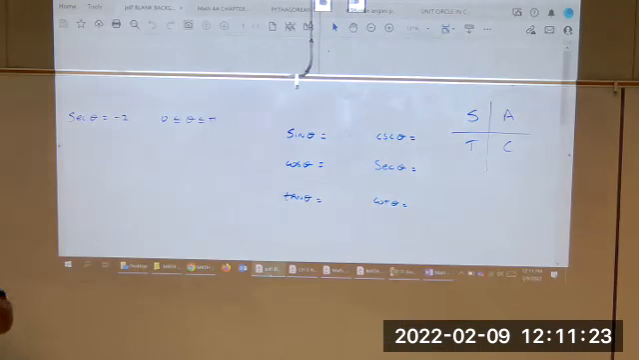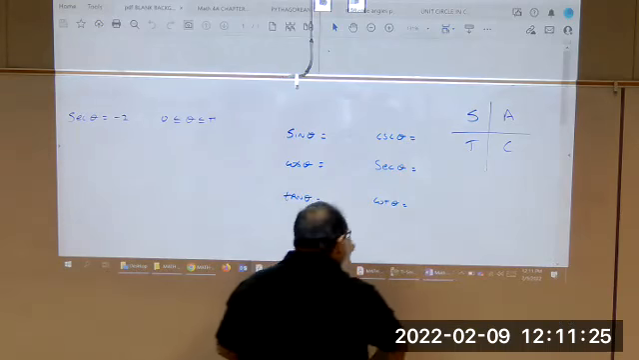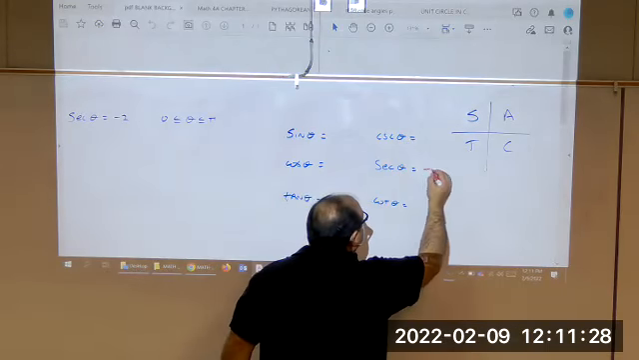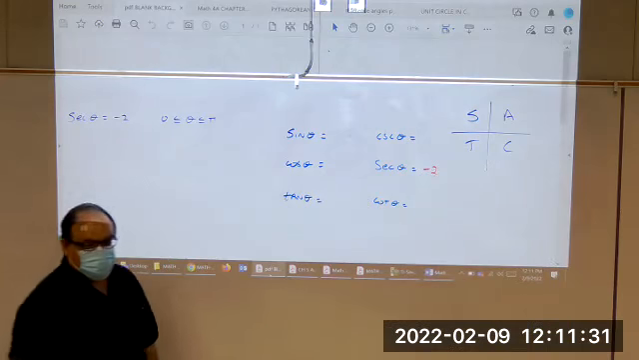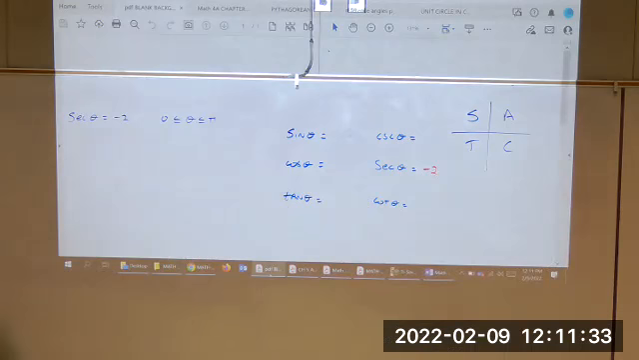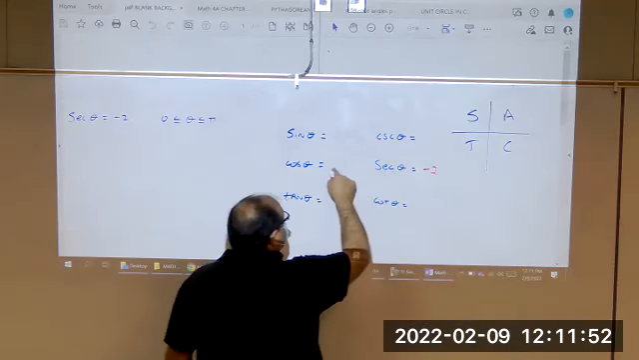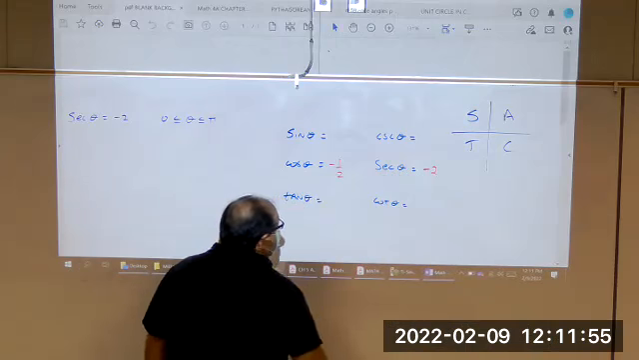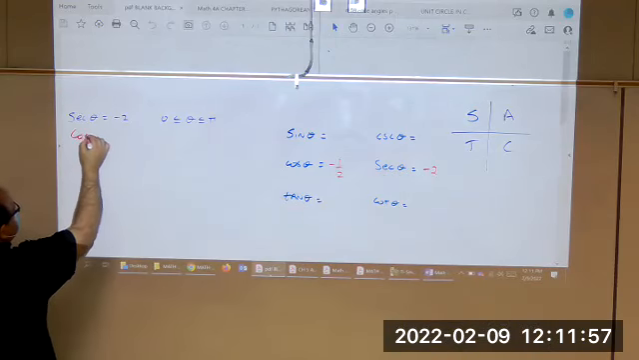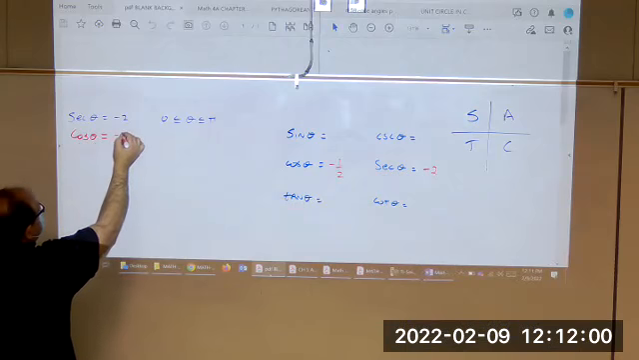My brain does not process secant information. It processes sine, cosine, tangent really well, but not secant so well. If I know secant, I also know cosine. What's cosine? -1/2, the reciprocal, flip it over. If secant is -2, then cosine is -1/2. So cosine theta is -1/2, a little better to work with.